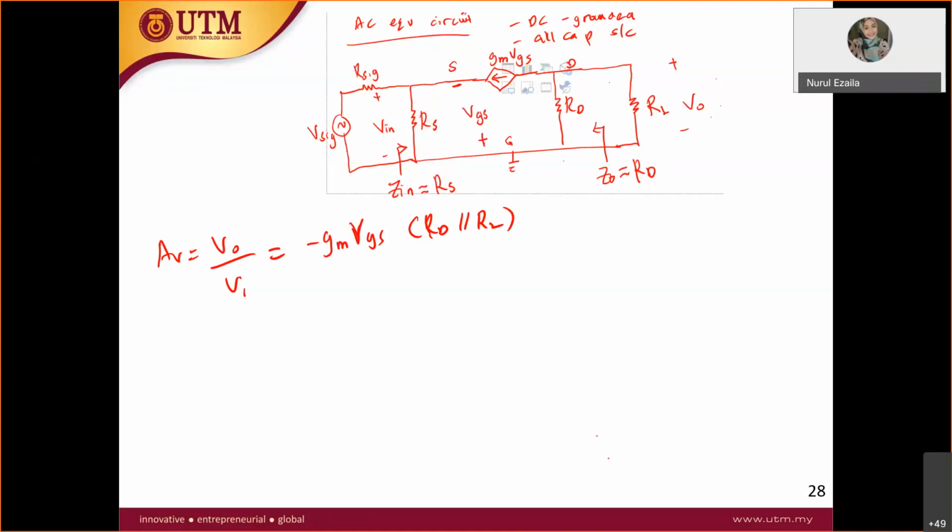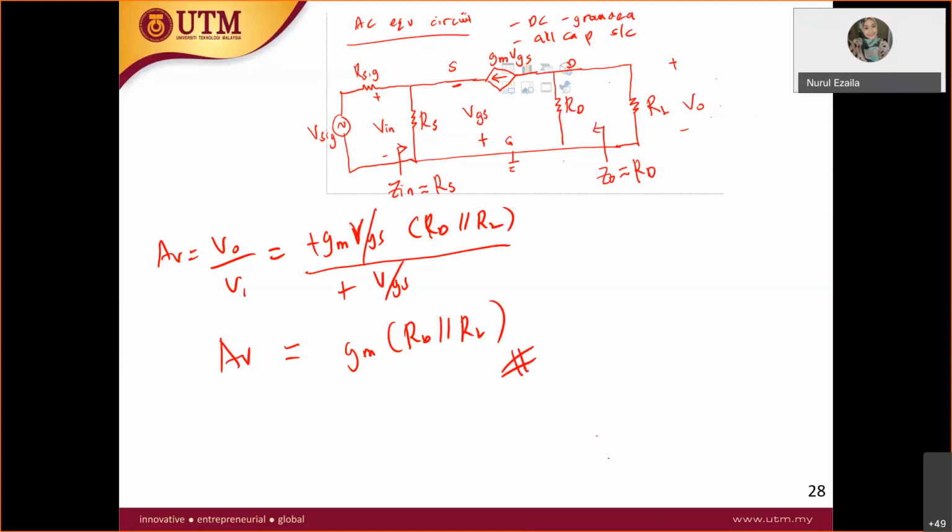What about the V in? Someone? What can you see from there in parallel with V in? So this is your negative VGS. Yes, so this is your V in. You have V in from source to the ground, and what you can see from source to the ground is negative VGS. So cancel out the VGS as well as the negative. Therefore, what's left? gm RD parallel with RL. So this is the AV.